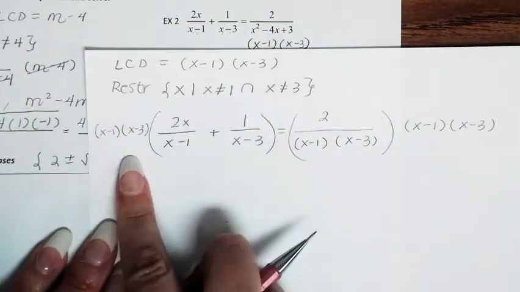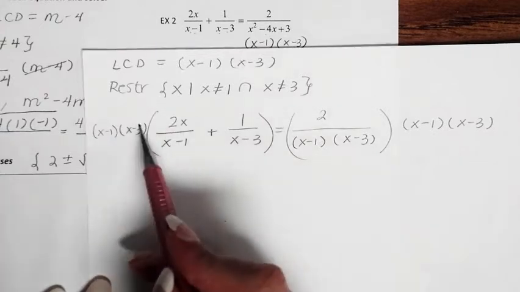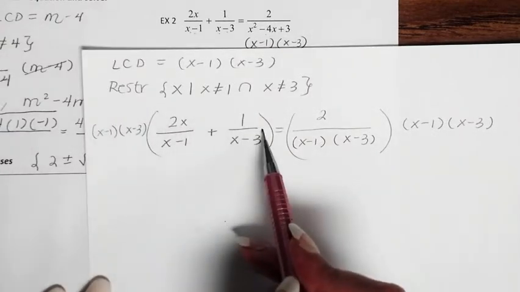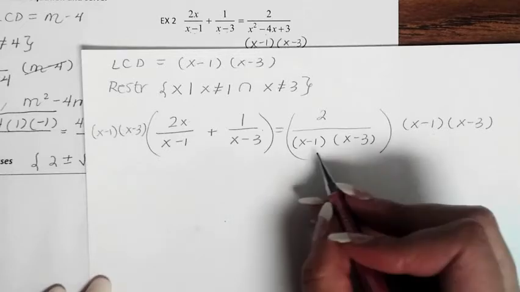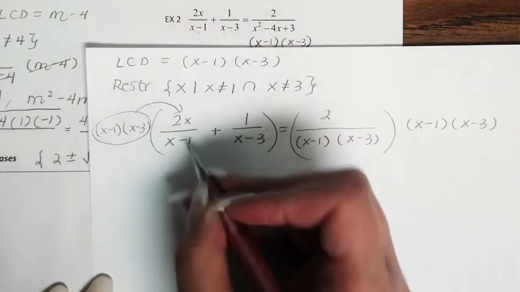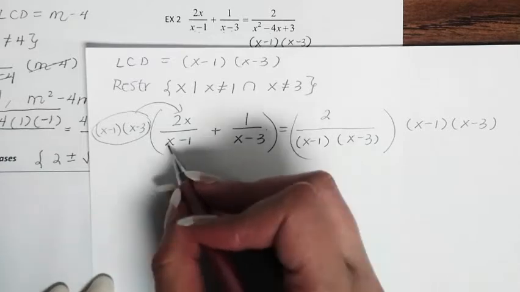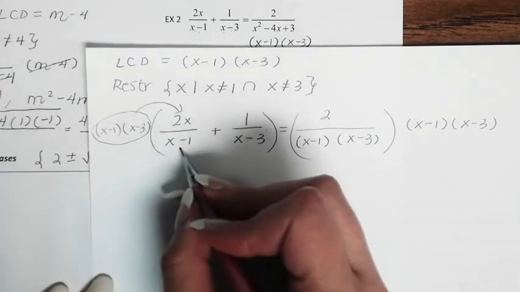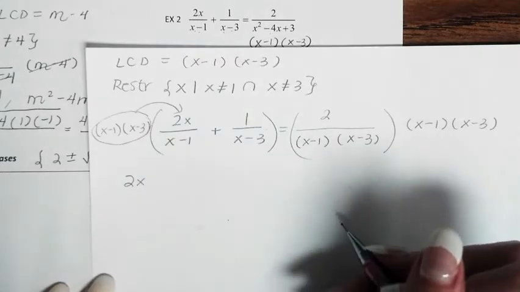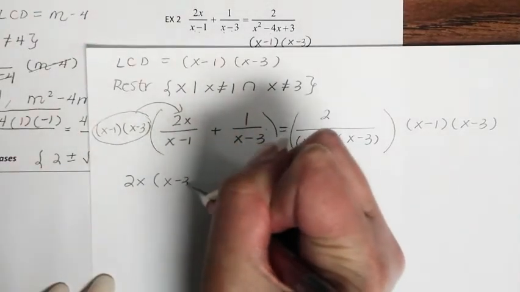So please remember that on this side, we need to distribute this here and here. I'm going to do it pretty quickly so you can see all the steps. If I distribute this here, what do you have? When I distribute that one, the x minus 1 and the x minus 1 cancel, so I have 2x and then times x minus 3.